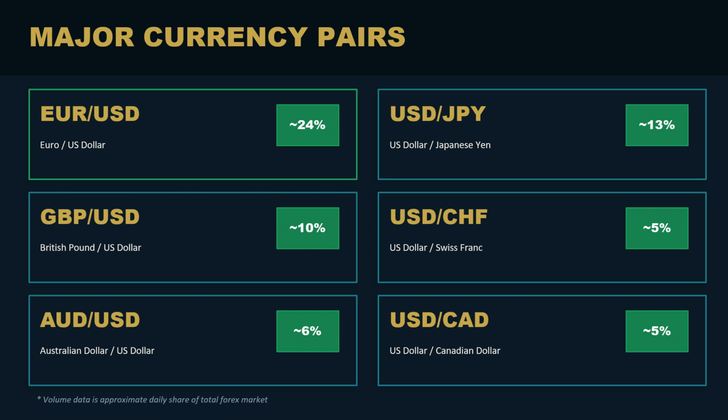Rounding out the majors are the Australian dollar to US dollar and the US dollar to Canadian dollar, which are often referred to as commodity currencies because their values are heavily influenced by commodities like gold, iron ore, and oil.